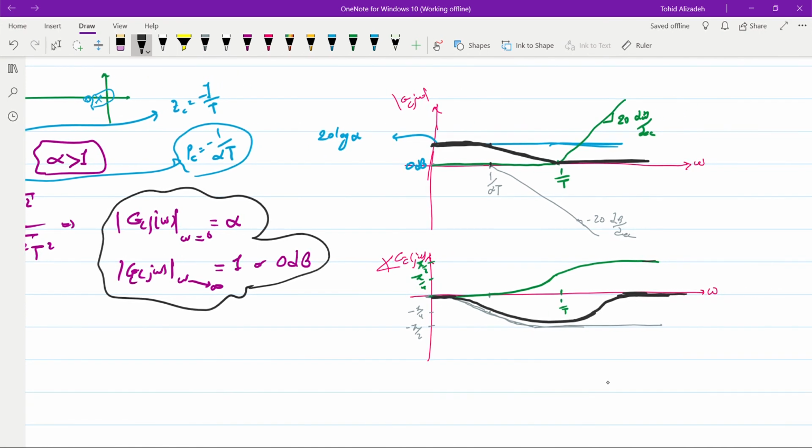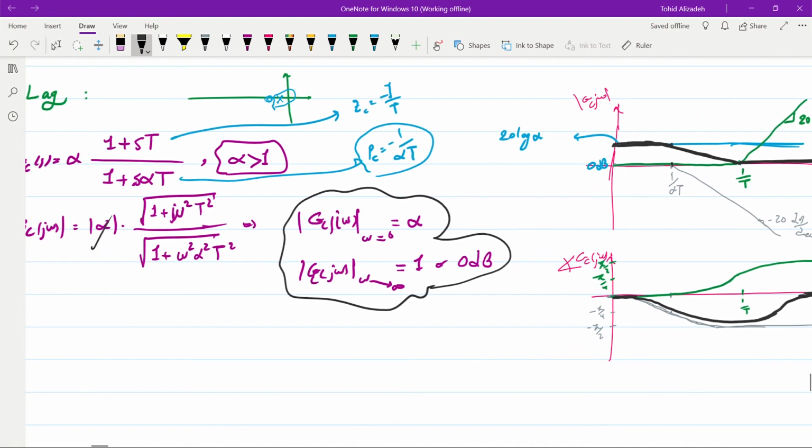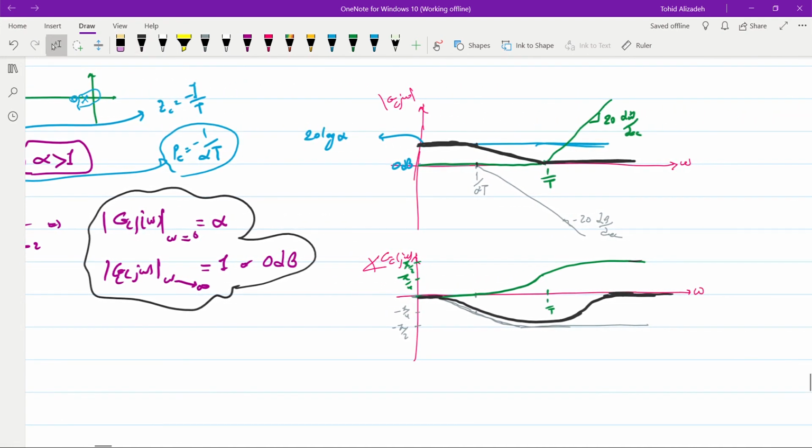And again, we assume that since the pole and 0 of the controller are pretty close to the origin, this 1 over t and 1 over alpha t are much smaller than the crossover frequency. They are much below the crossover frequency. And now you can see the effect of the lag compensator on the whole system.